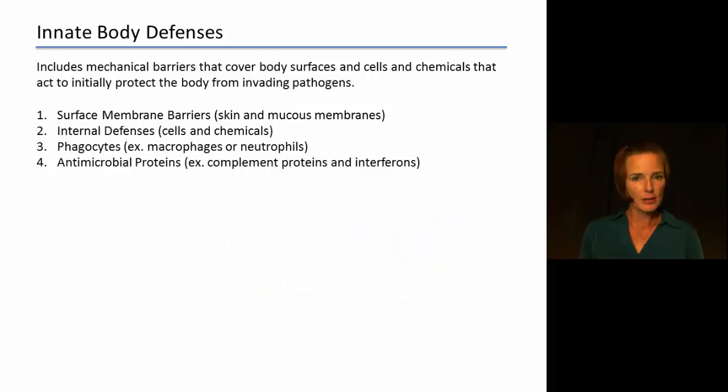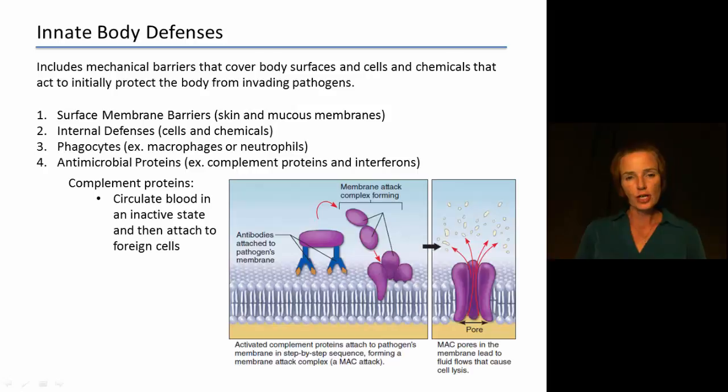Antimicrobial proteins are also going to be involved in the innate body defenses. This includes complement proteins and then also interferons. If we talk about the complement proteins first, the complement proteins are going to be circulating in the blood in an inactive state, and then when they come across foreign cells, they're going to attach to those foreign cells. When several of them attach to that foreign cell, they form some type of complex that's going to be able to create pores in the surface of that foreign cell, and then that causes fluid to leak out of that pathogen or foreign cell, and that is very detrimental to the survival of that particular cell.